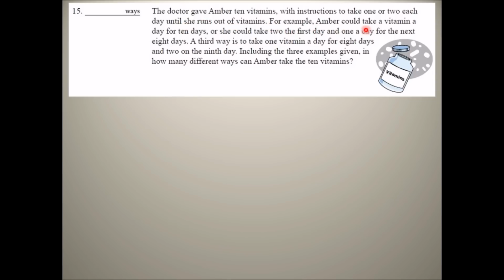For example, Amber can take a vitamin a day for 10 days, or she could take 2 the first day and 1 a day for the next 8 days. A third way is to take 1 vitamin a day for 8 days and 2 on the 9th day, including the 3 examples given. And how many different ways can Amber take the 10 vitamins?